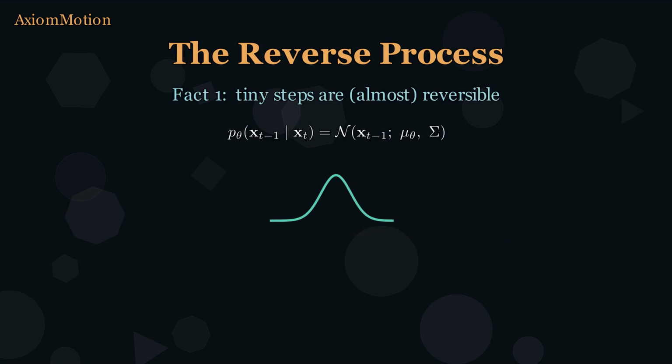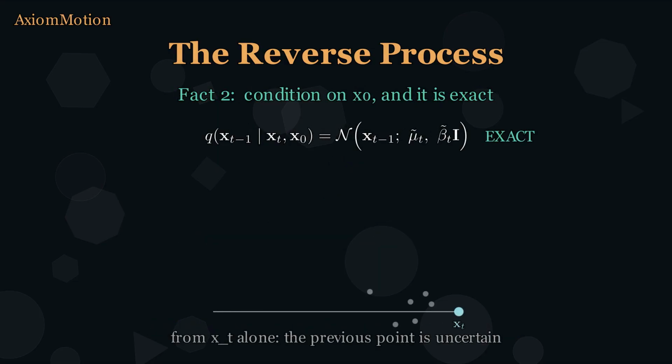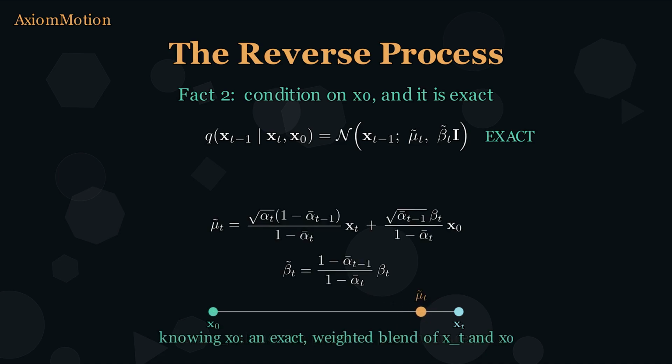Two facts rescue us. First, when every forward step is tiny, its reverse is also, very nearly, a Gaussian. This is a classical result. It holds in the limit of vanishingly small steps. So we are allowed to model each reverse step as a Gaussian and simply learn its mean. Second, and this is the key, reversing from x_t alone is hopeless, but if we are also told the original data point, x_0, the reverse step becomes exactly Gaussian. Its mean is a precise blend of where we are now, x_t, and where we started, x_0. And during training, we do know x_0. So at last we have a target we can compute exactly.